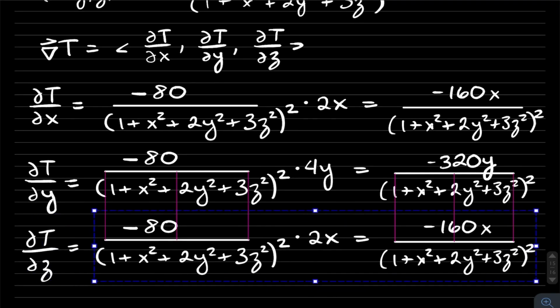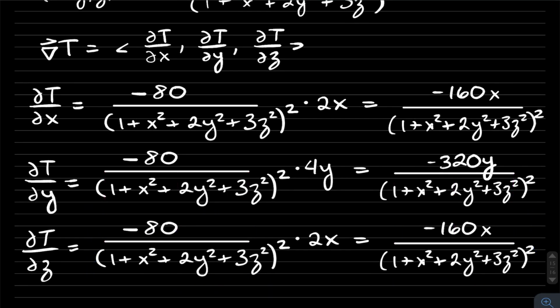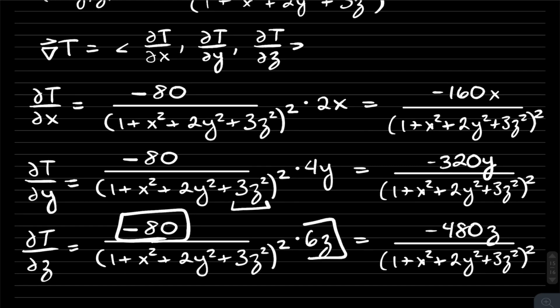Okay, but let's do another copy paste here. I know you probably can't copy paste, so sorry. But if we want to now take a derivative with respect to z, well, now we have to take a derivative on the inside with respect to z. And so when we do that, we get a 6z. And so this right here is going to be a negative 480z, right? We just have a negative 80 times 6z, and that gives us negative 480z.